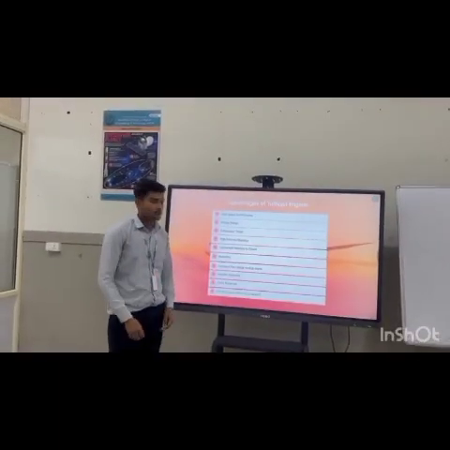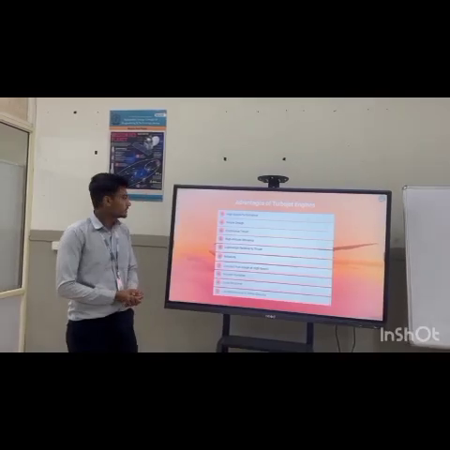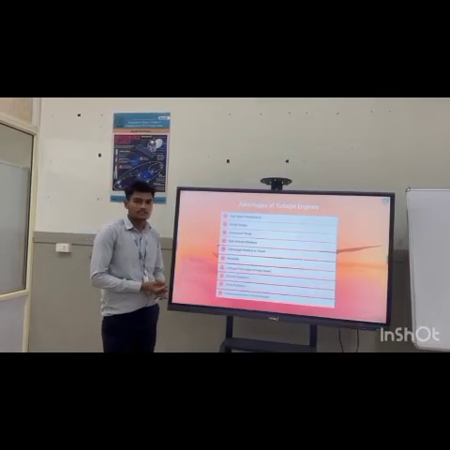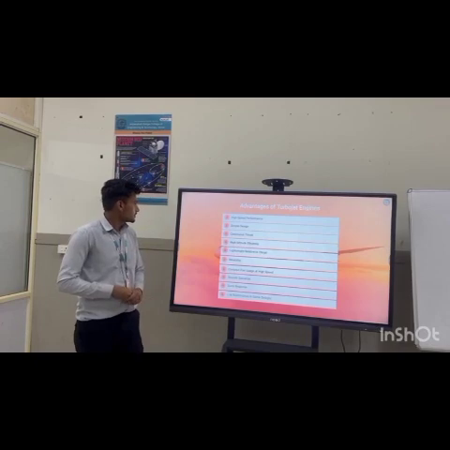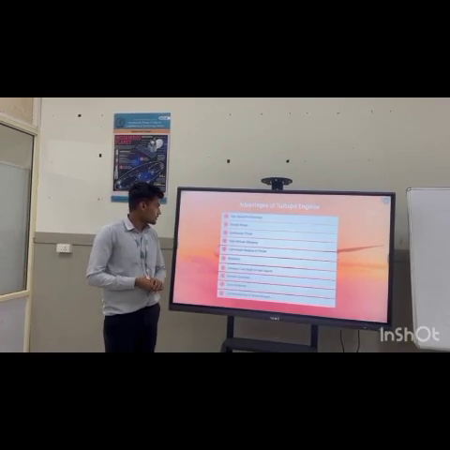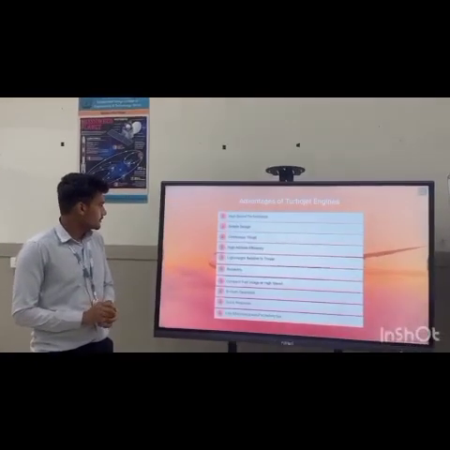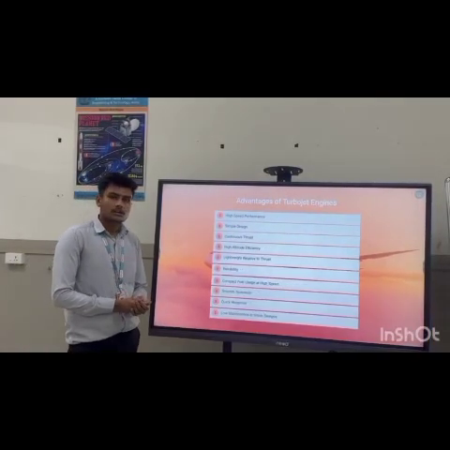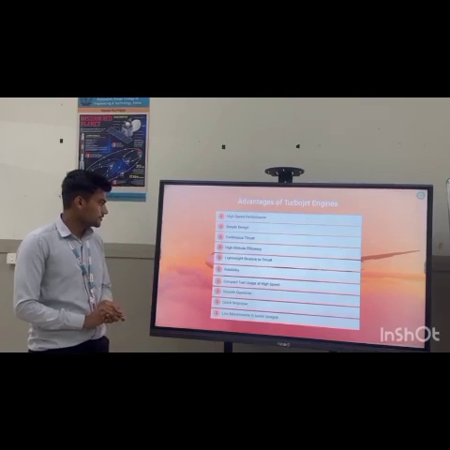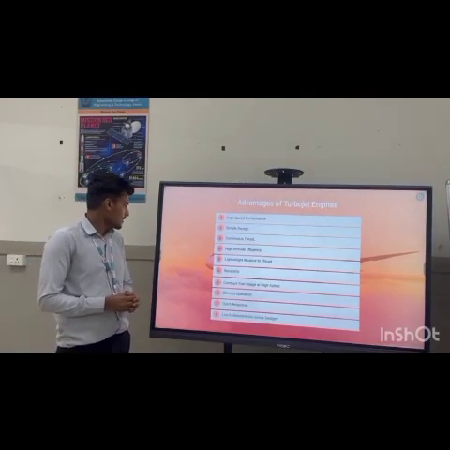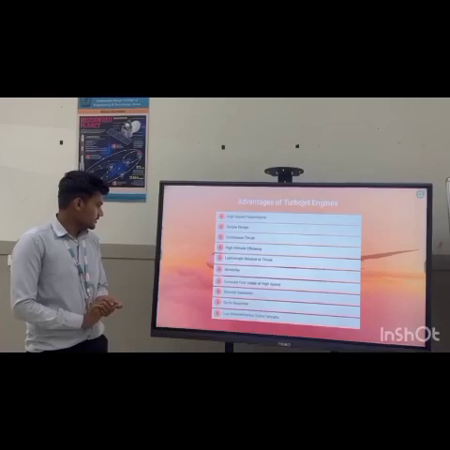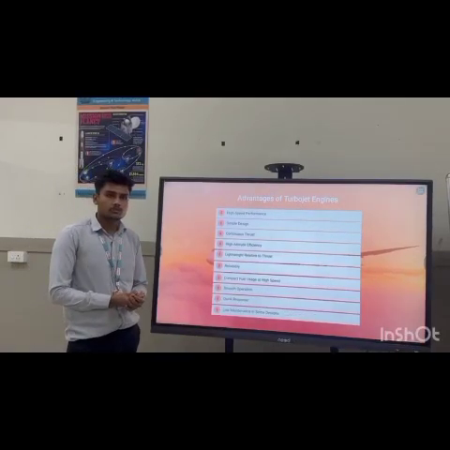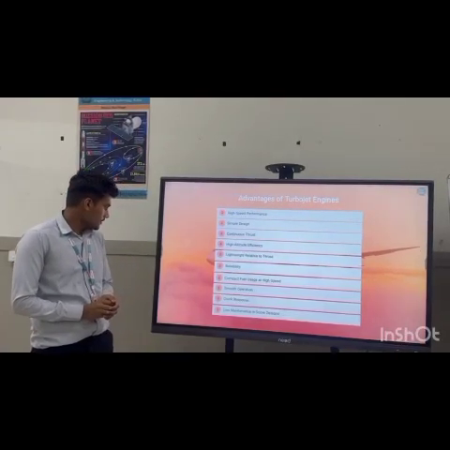The advantages of the turbojet engine. The first is high speed performance. Second is a simple design. Third is continuous thrust. The fourth is high altitude efficiency. Fifth is a light weight relative to the thrust. Sixth is reliability. Seventh is efficient fuel usage at high speed. Eighth is smooth operation. Ninth is quick response, and tenth is low maintenance.